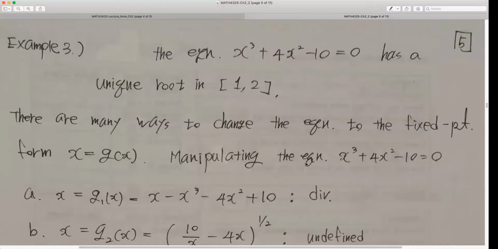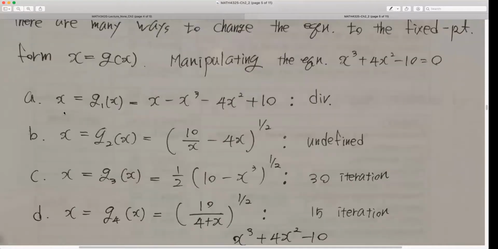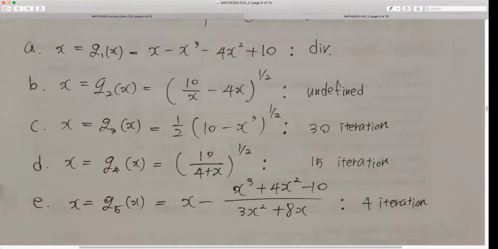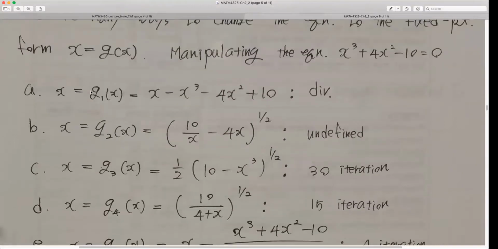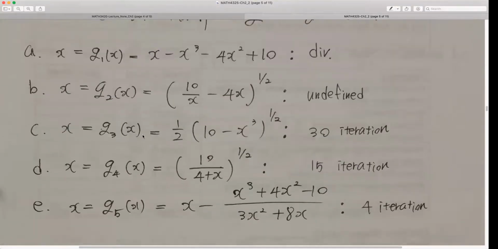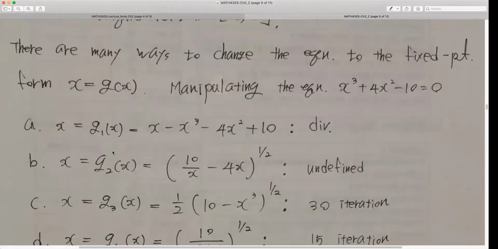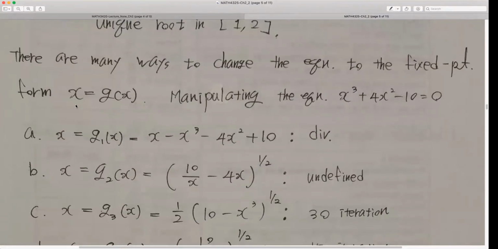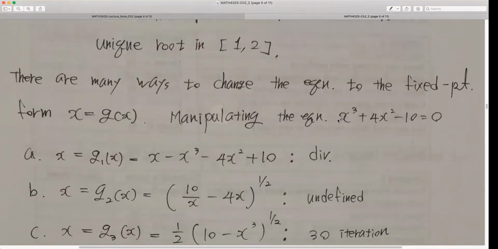We manipulate the equation like this: x equals g1 through g5. These are five functions, g sub 1 through g sub 5, that satisfy the fixed point form x equals g of x. First way, just from x cubed plus 4x squared minus 10.